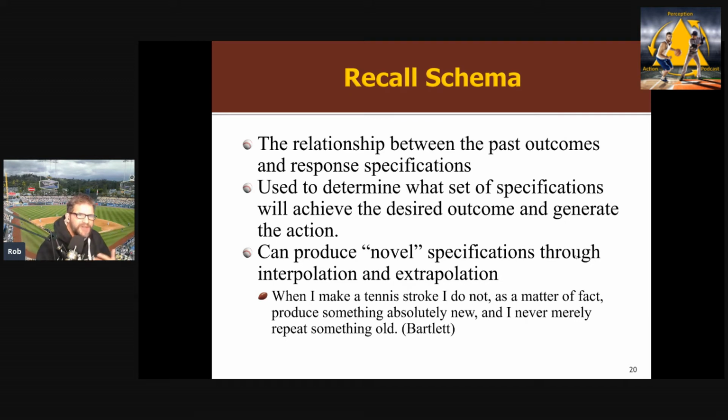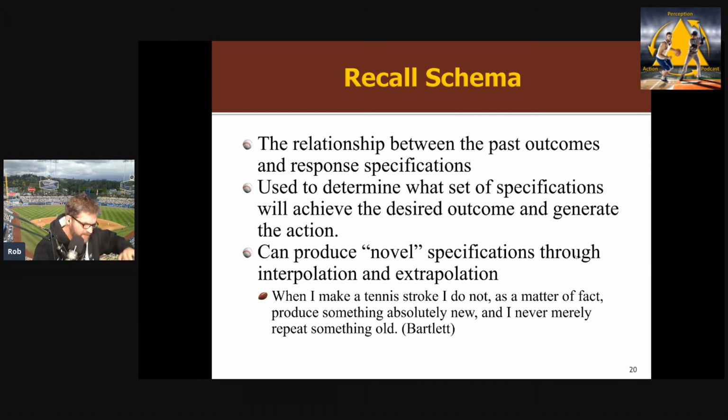This can allow for novel, I put in quotes because there's an issue with this, so I'll talk about it later on, movements that I've never actually done before. And Schmidt in his article brings in this wonderful quote from Bartlett, talking about tennis specifically. When I make a tennis stroke, I do not, as a matter of fact, produce something absolutely new, and I never repeat something old, right?